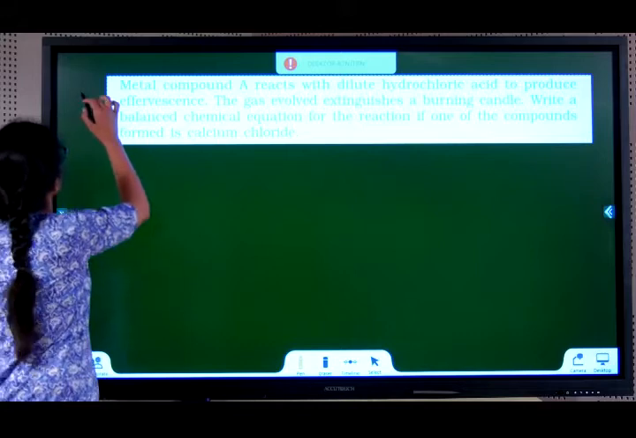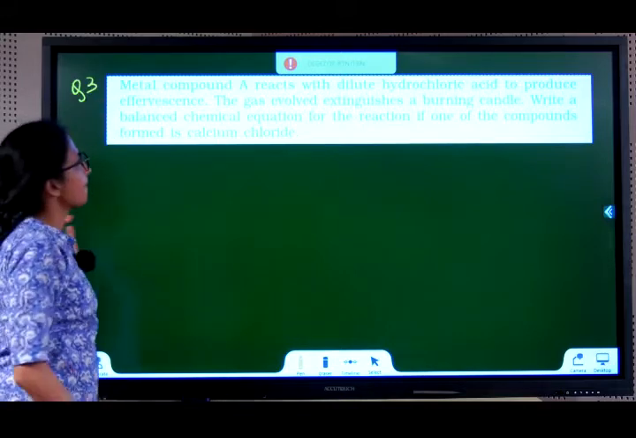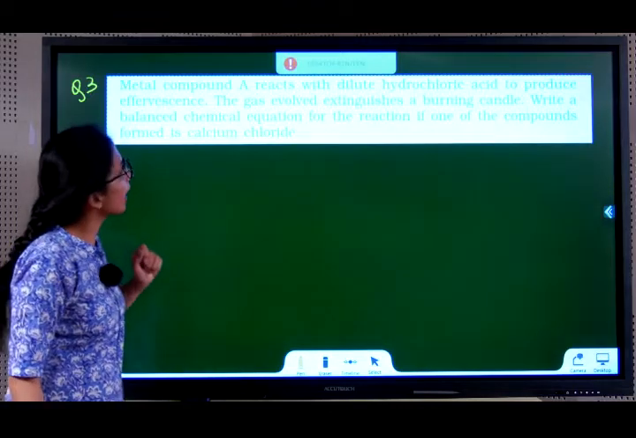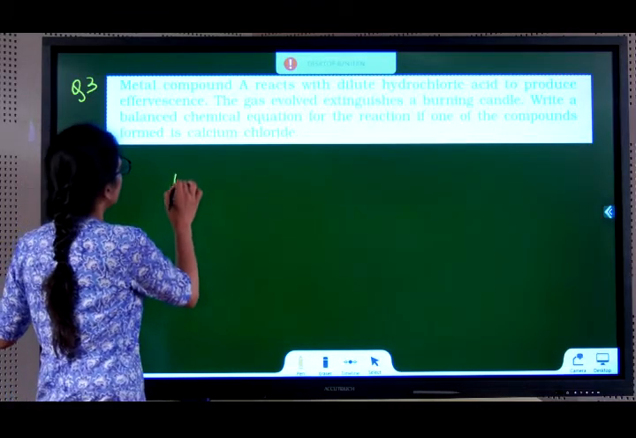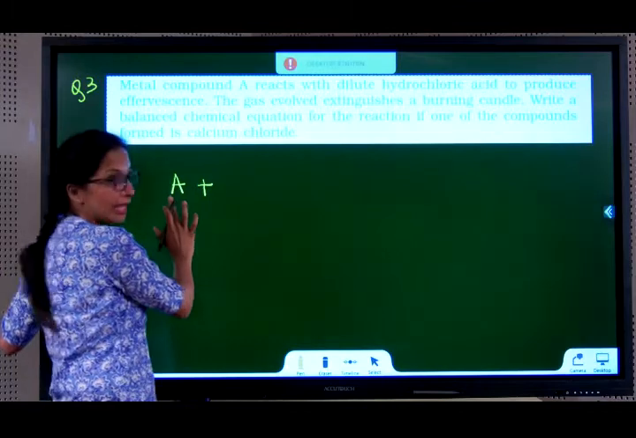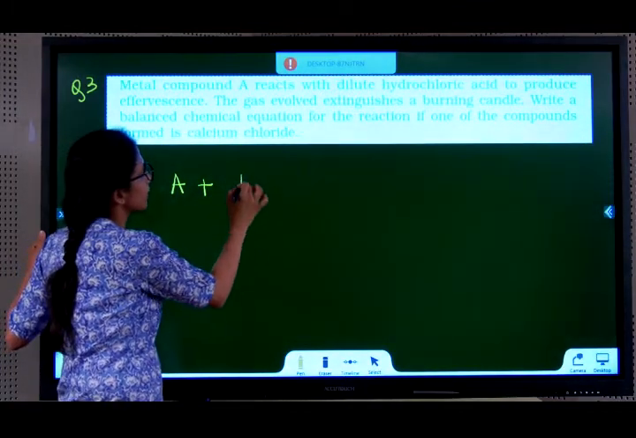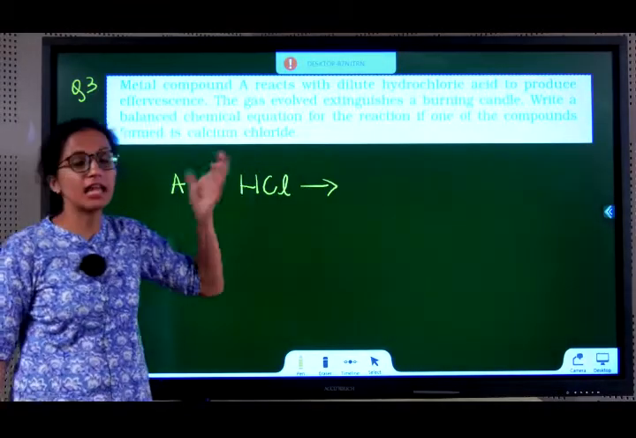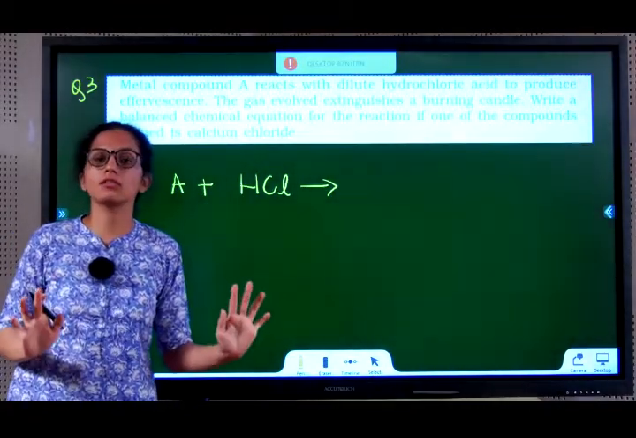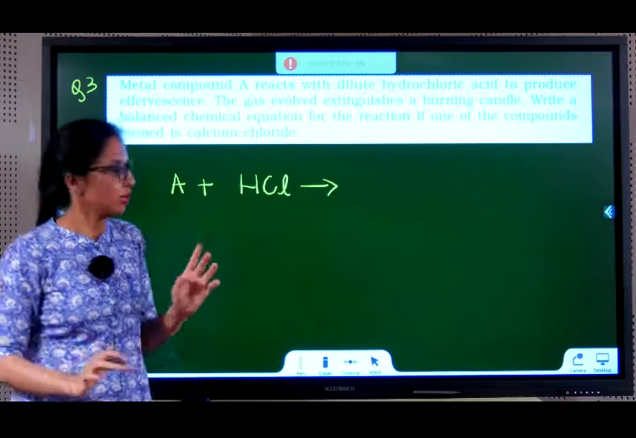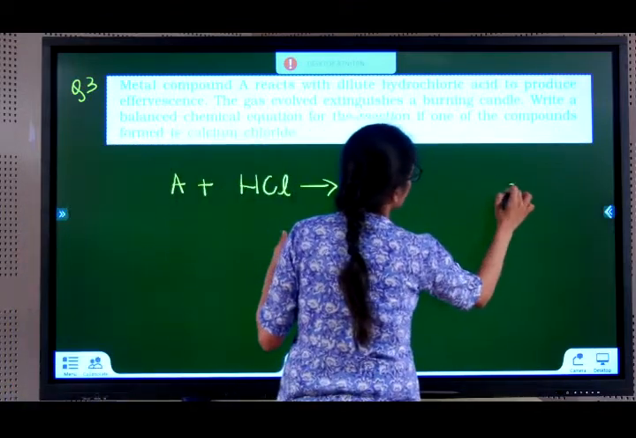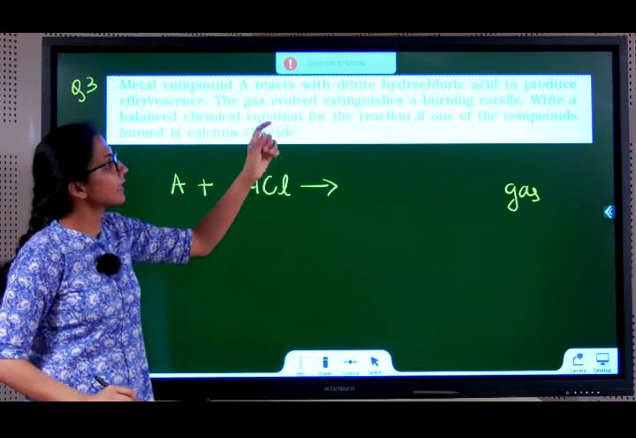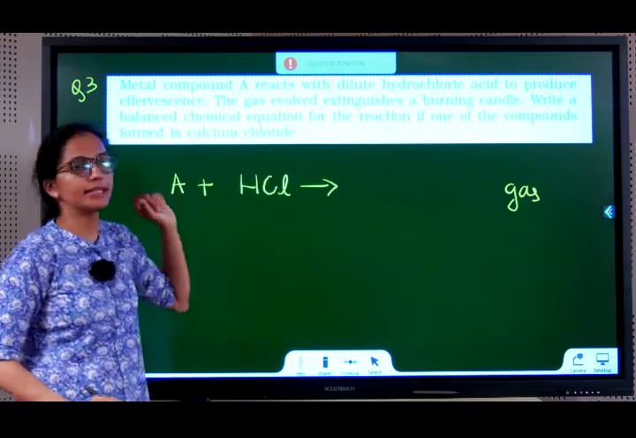Page 22, question 3. Metal compound A reacts with dilute hydrochloric acid to produce an effervescence. So A is reacting with dilute hydrochloric acid to produce an effervescence. Effervescence does not mean hydrogen gas alone. It can be any gas. So, we will just write some gas. The gas evolved extinguishes a burning candle.